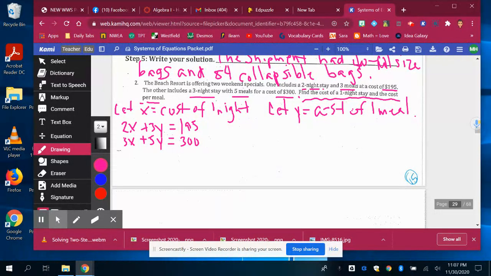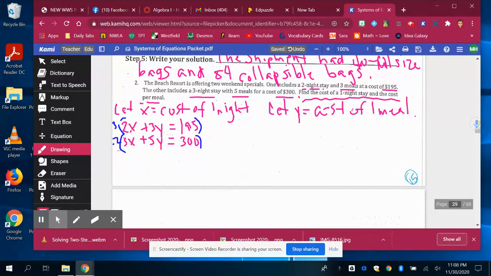So let me change my color here, do blue. And I'm going to show that I'm going to multiply this. I'm going to get rid of my x variable. So I'm going to multiply this by 3, and I'm going to multiply this by -2. I'm multiplying by negative so that these become opposites.